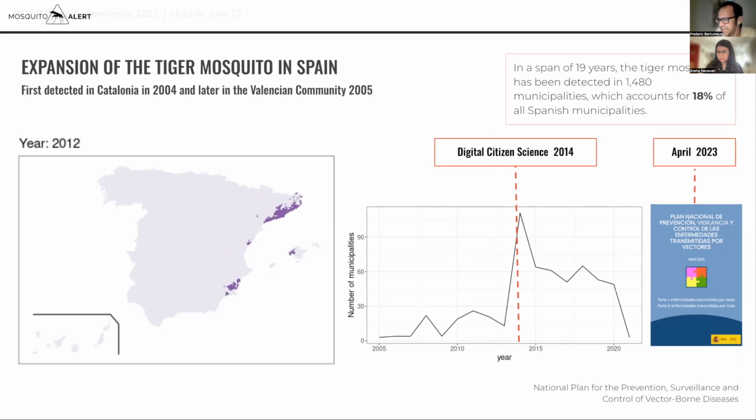In April 2023, so this year, for the first time in the national surveillance plan for these invasive species, the Ministry of Health included Mosquito Alert as a surveillance tool. So that means that now this surveillance tool is promoted in Spain in all the regions as a combination with the traditional measures that the Ministry of Health is imposing on these different regions, in order to control these insects.